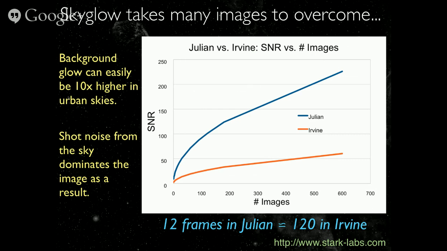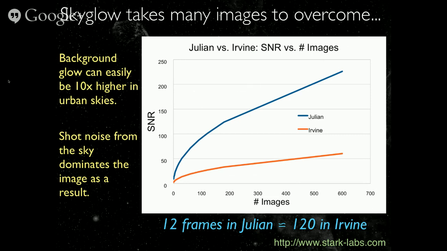So here I've drawn just two different SNR curves based on the number of images we would take, looking at them in Julian versus looking at it here in Irvine. And as you can see, if we pick something like we want to get to a signal to noise of 50 in Julian, that's about 12 frames or something like that. Well, actually, no, the math I did here to figure out the crossing point is that 12 frames in Julian equal about 120 frames in Irvine. So I'm going to get a heck of a lot more data out of a place like Julian than I am here in Irvine.